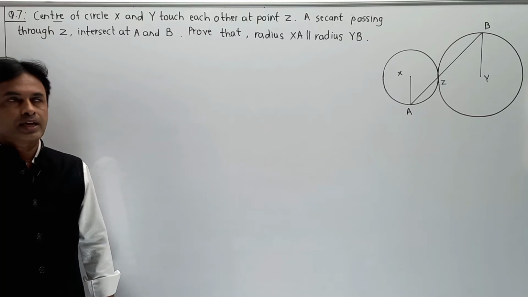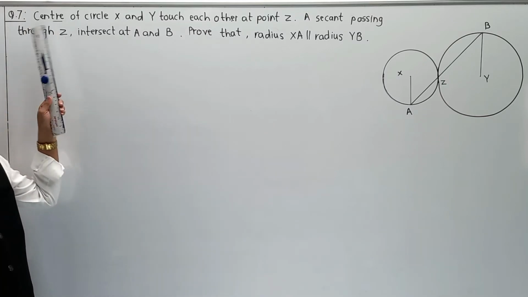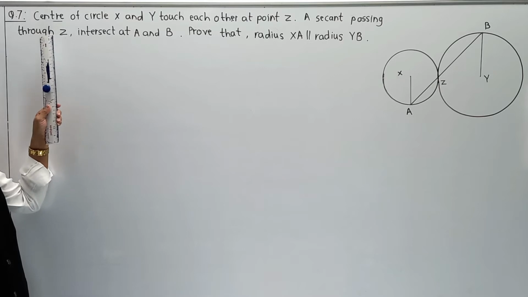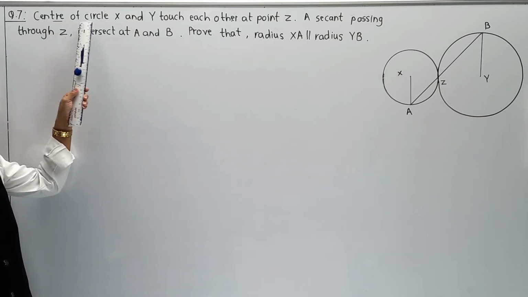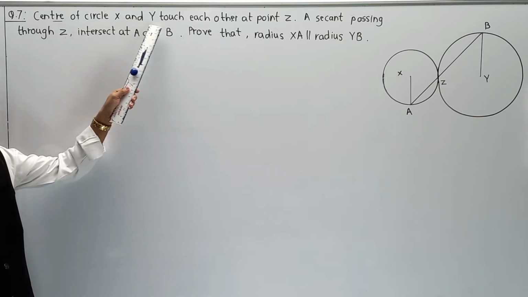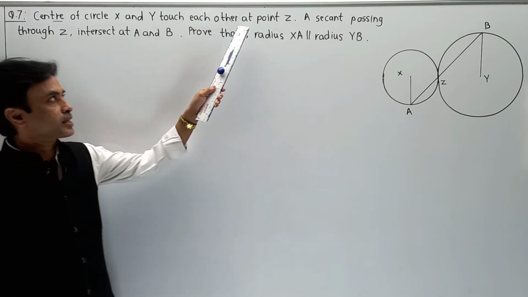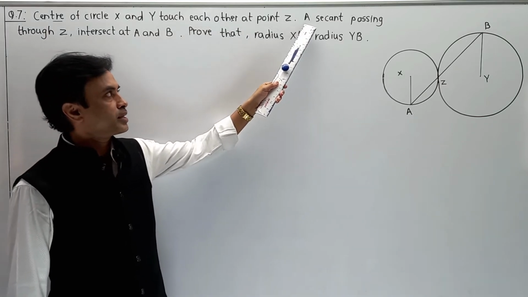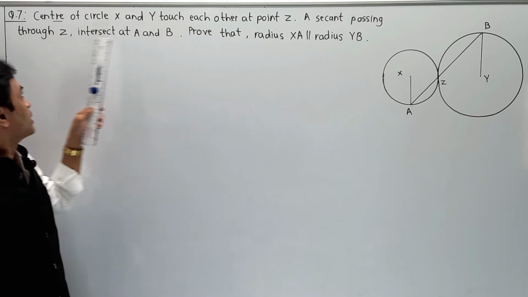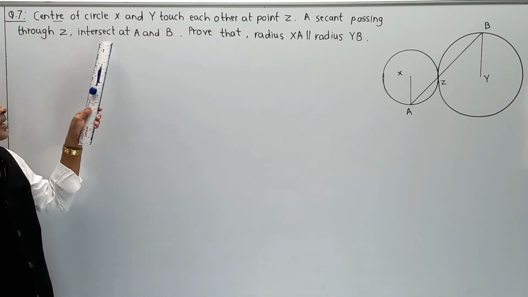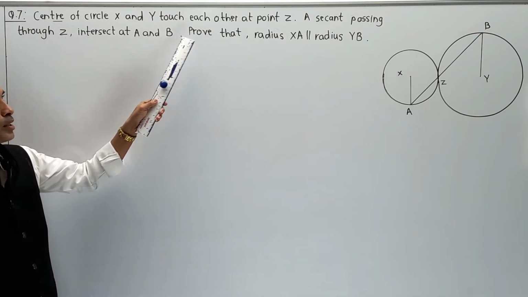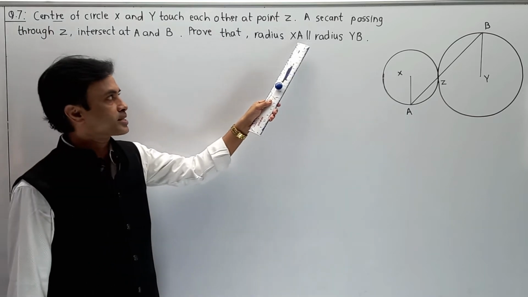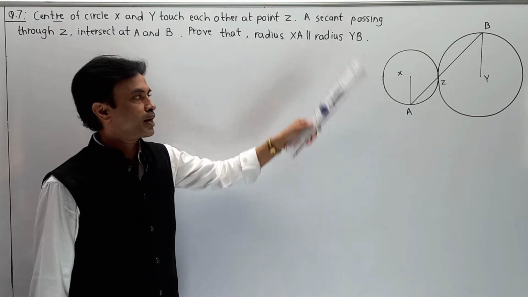Hello friends, now we are in numerical number 7 of problem set circle. The centers of circles X and Y touch each other at point Z. A secant passing through Z intersects the circles at A and B. Prove that radius XA is parallel to radius YB.